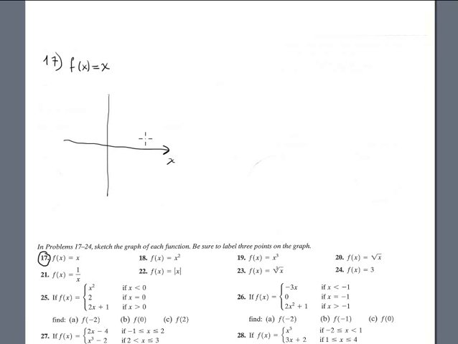Identity function, x and y, and the point is (0, 0), (1, 1) here, and here (-1, -1). That's the three typical points for the identity function. The name is identity function.